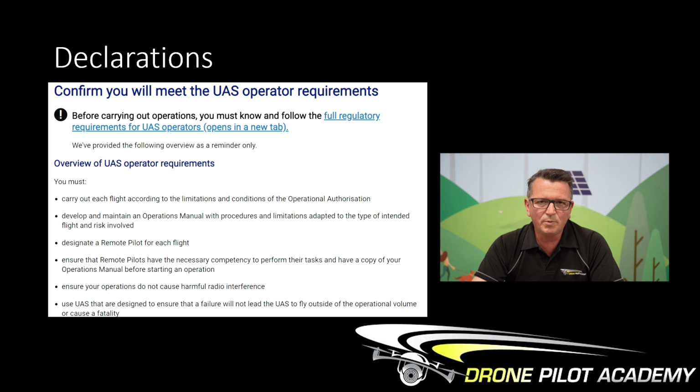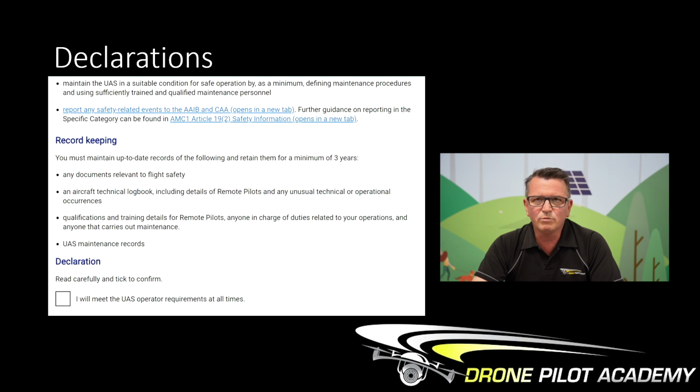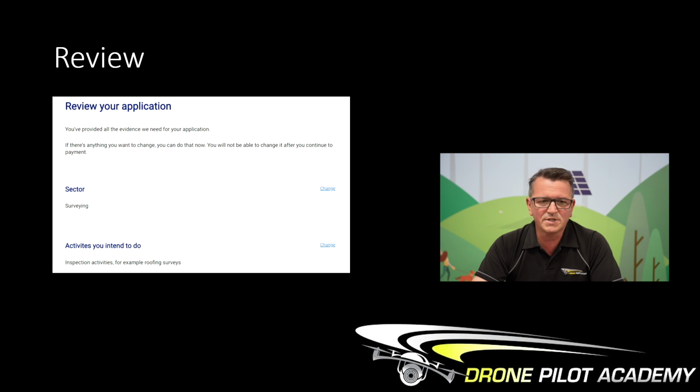Then the UAS operator needs to agree that you'll meet the requirements of the UAS operator, that you'll keep records, and there are details of the records that you need to complete there, and then the declaration at the end. Finally, once you've completed those declarations, there are only a few tick boxes. Obviously you've got to check that you are compliant, but there are a few tick boxes now, no uploading.